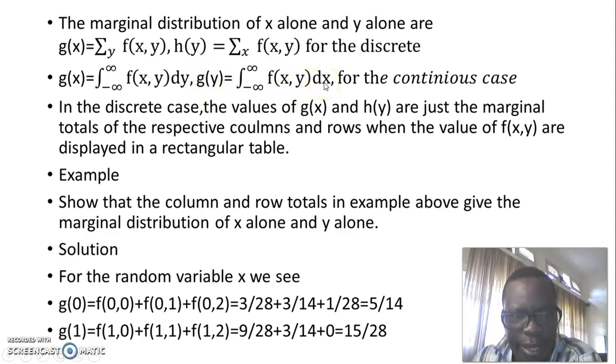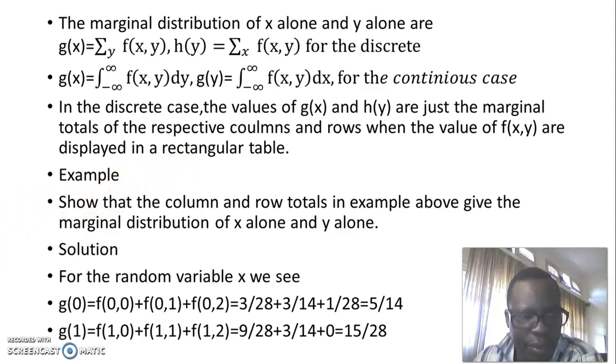This is the marginal distribution of y. We sum it with respect to x. Whereas the marginal distribution of x, we sum it with respect to y, for the continuous case. Note that the integral is used for the continuous case, whereas the summation is used for the discrete case. In the discrete case, the values of g(x) and h(y) are just the marginal totals of the respective columns and rows when the values of f(x,y) are displayed in a rectangular table.